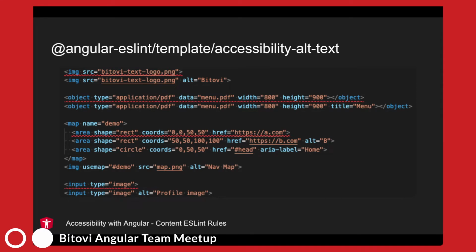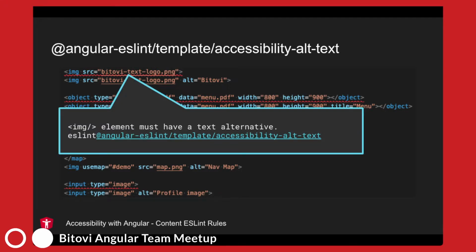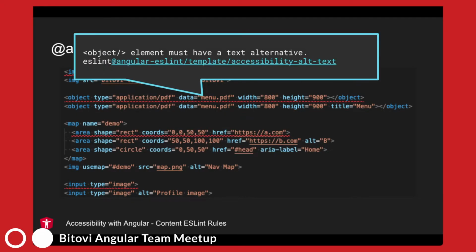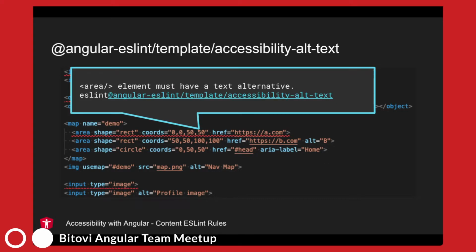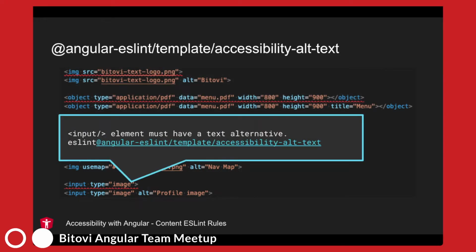So looking at the example here, we've got first an image tag that is missing an alt attribute. So we get this error. The image tag directly below it has the attribute, so the ESLint rule doesn't care about it. We've also got an object here that is in need of a title or an ARIA label. And an area tag that needs a text alternative, and an input of type image that needs a text alternative.